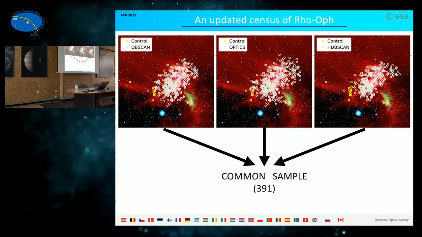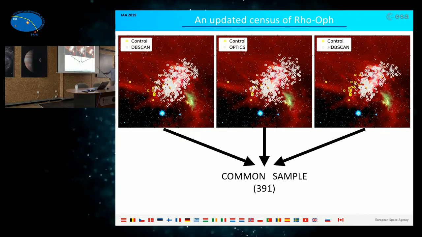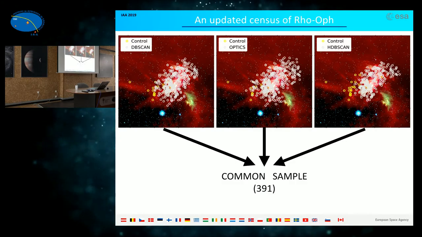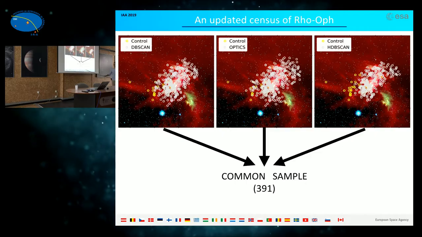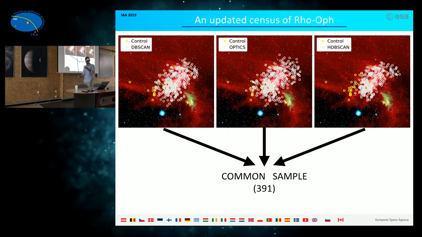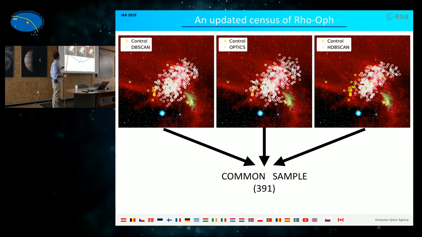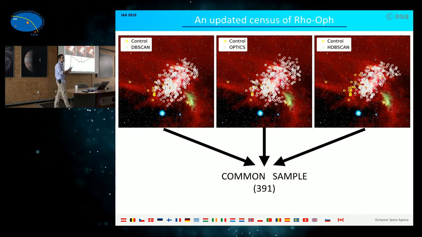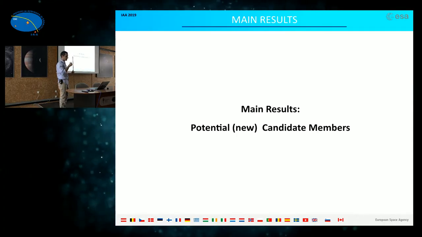For my subsequent analysis, I decided to be a bit conservative. I combined the outputs of the three of them, and I only worked with all the members simultaneously identified by the three of them. That sample, what they call the common sample, contains 391 objects. In the next slides I will show that a large fraction of them belong to the control sample, so bona fide members of Ophiuchus, but many of them are actually unknown until our study. And then I'm going to show you the results after the pain of the methodology.